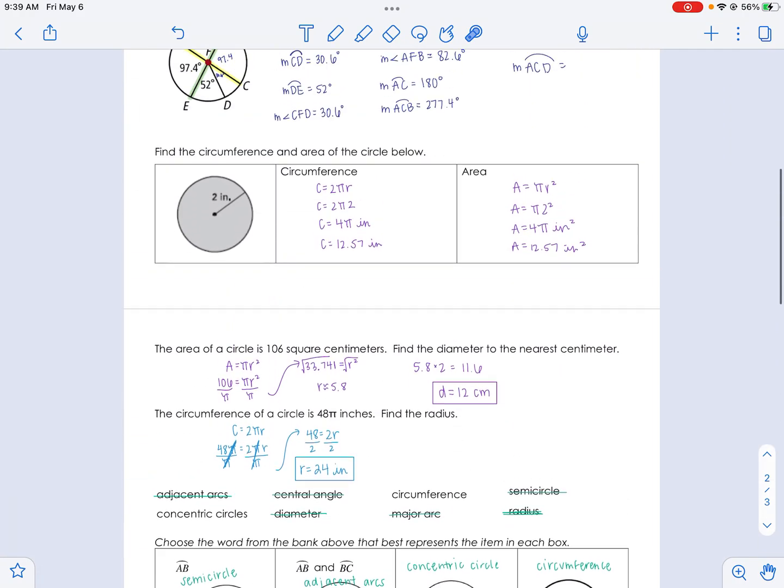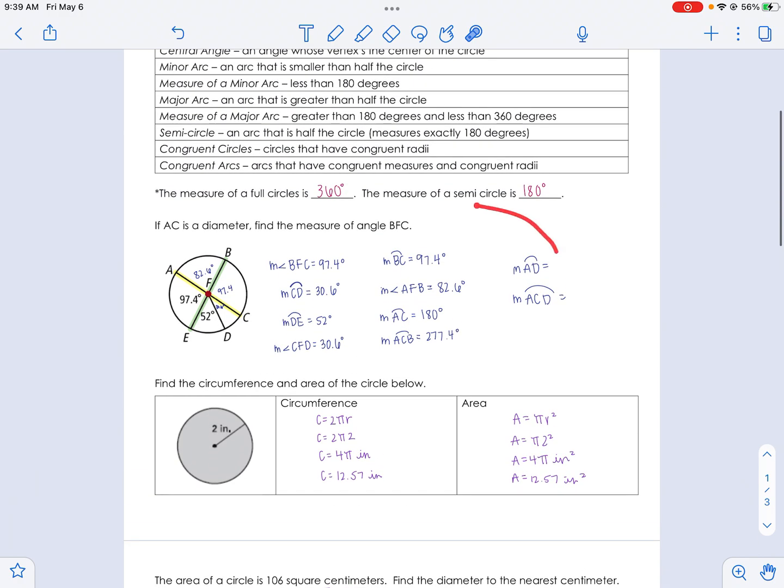And that's it for vocabulary. Your practice is going to have some vocab questions and some questions like this with the solving. Remember that all the way around is 360 and that half of a circle is 180. Good luck, and we'll see you next time.